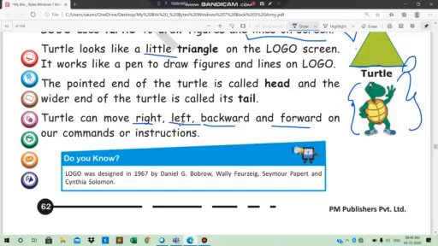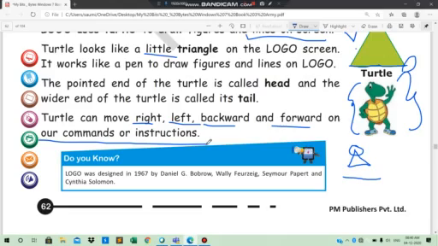Fine. Now next is, so we have understood what a turtle is. टर्टल एक ट्रायंगुलर शेप होता है, उसे हम टर्टल बोलते हैं. और टर्टल का जो पॉइंटेड हेड होता है that is called head. जो फ्लैट सरफेस होता है नीचे का, that we call its tail. So turtle can move right, left, backward and forward on our command and instruction. ठीक है, fine. Moving ahead.